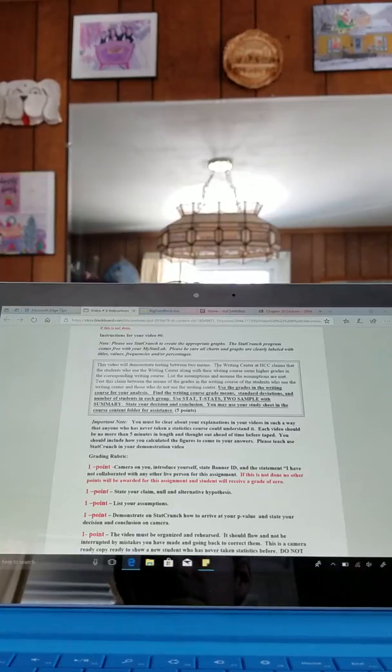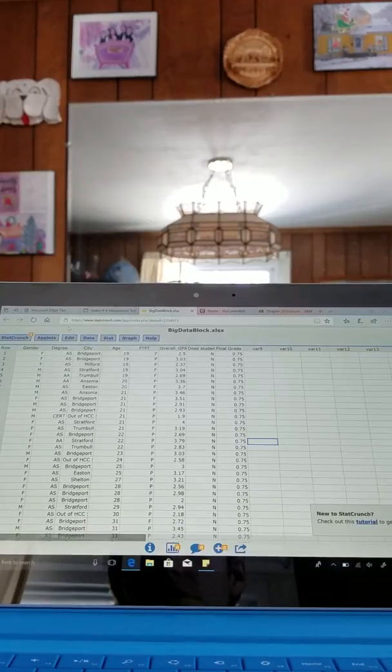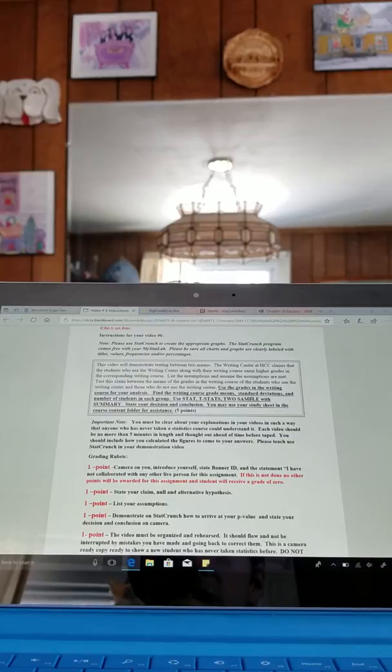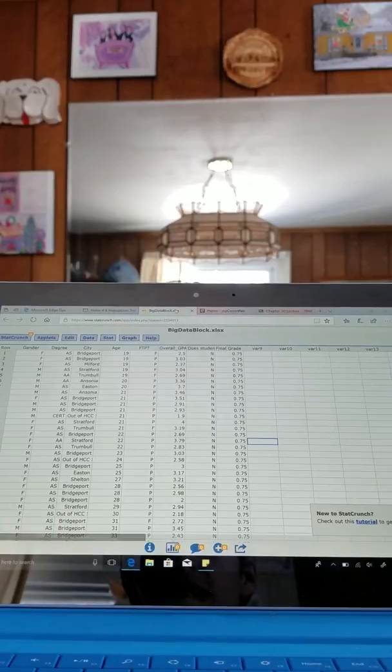So now I want to take us over to StatCrunch, and I want to find some of the information that we're looking for, which is our writing course grade means, the standard deviations for each of those groups, and the number of students who say that they do use or do not use the writing center along with their writing course. So now I'm going to come back to our big data block in StatCrunch, and we're going to start off coming here into graph.